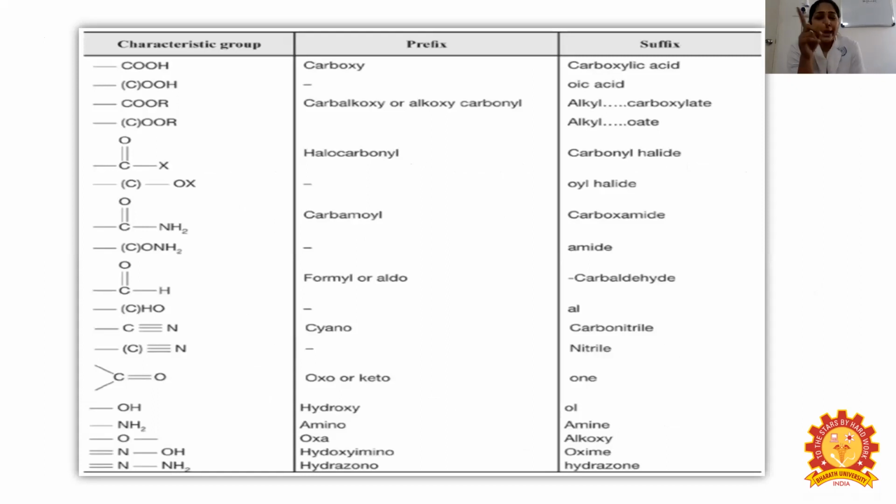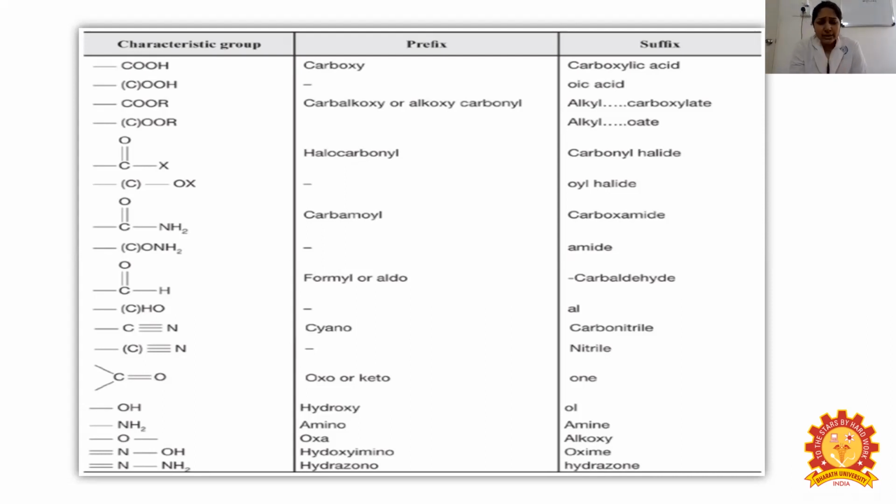So you have to read this characteristic group, a prefix as well as a suffix. Prefix means carboxy, suffix means carboxylic acid. Then alkoxycarbonyl, alkyl carboxylate, so ester. Then halocarbonyl or carbonyl halide, and then oyl halide, and then carbamoyl, carboxamide, here amide, and then formyl or aldo, carbaldehyde. Here cyano or carbonitrile, here nitrile alone, and then oxo or keto.